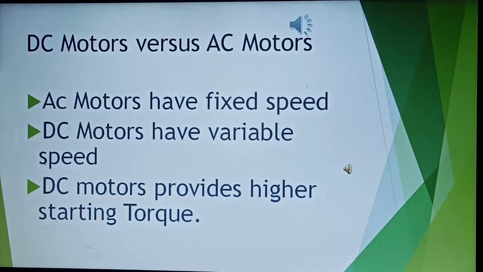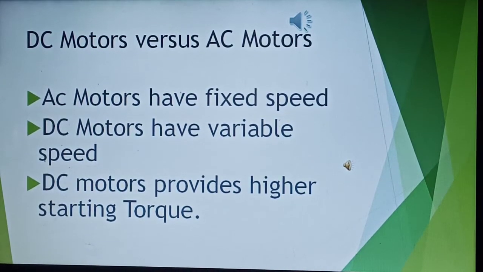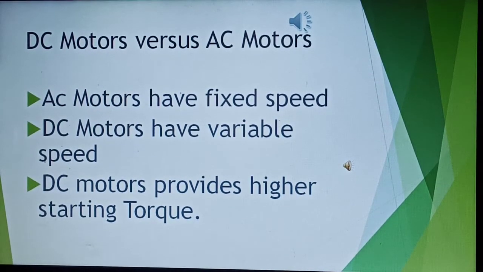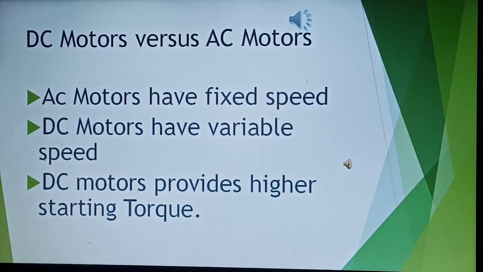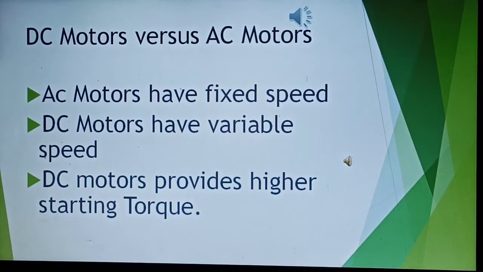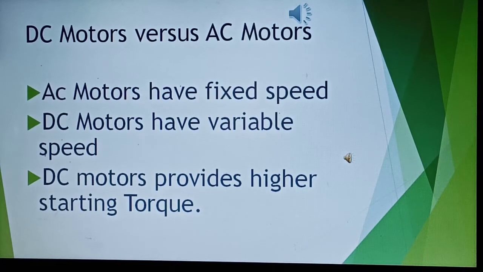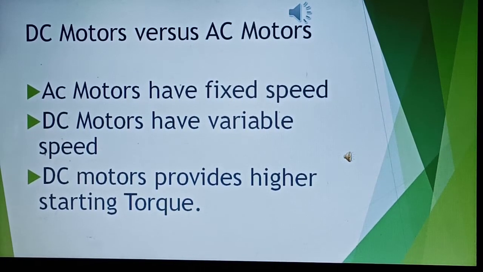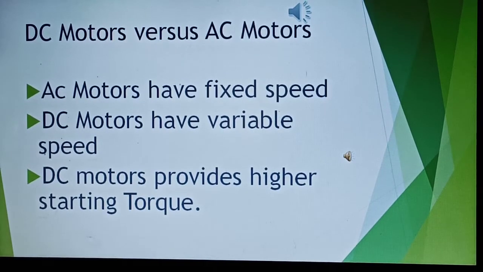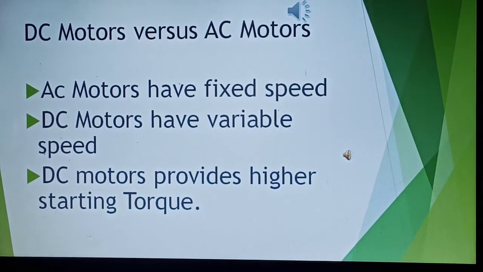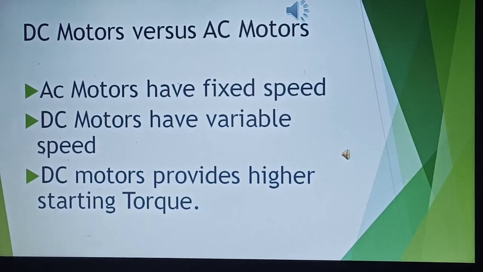And here the question arises: why have I opted for DC motors and not AC motors? We know that AC motors are smaller in size, less expensive and more reliable. But the drawback of an AC motor is that it has a fixed speed, and that fixed speed is determined by its line frequency.